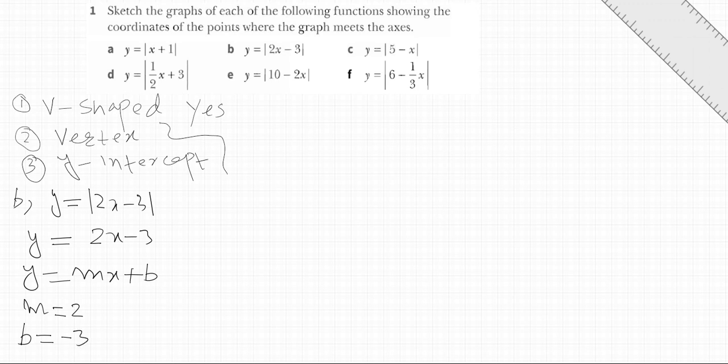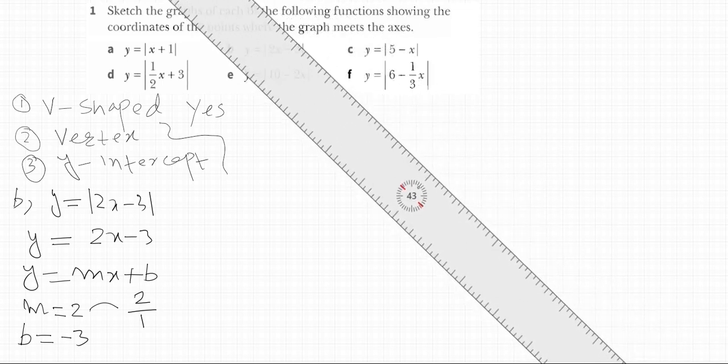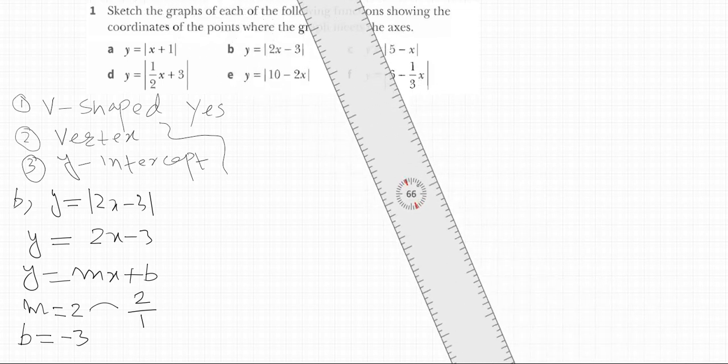So first we have to draw a straight line, y is equal to 2x minus 3. Again, the formula of slope is rise upon run. So rise upon run is 2 upon 1, because if there is no denominator we must put 1. So with the help of this y-intercept and gradient, first we have to draw a straight line. First, draw the x and y axis.